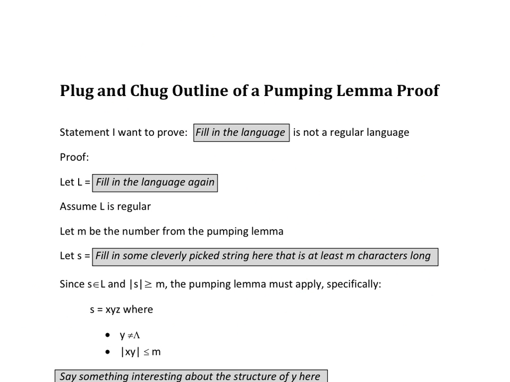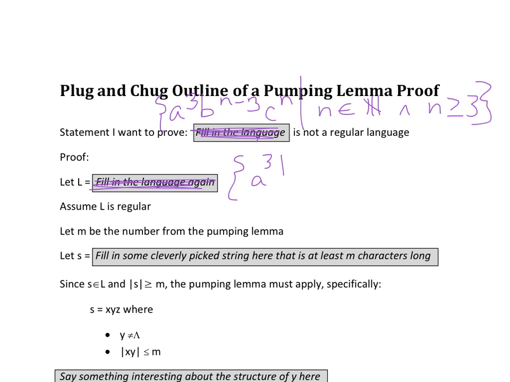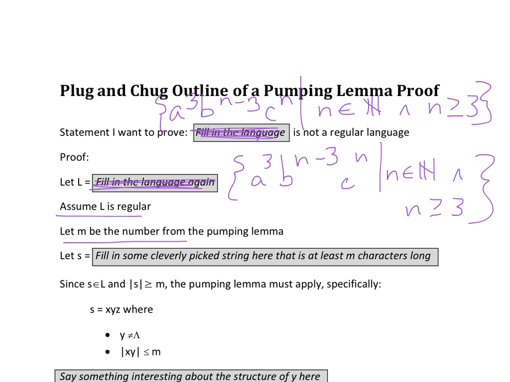Okay, here we go. Suppose I want to prove that a to the 3, b to the n minus 3, c to the n, such that n is an element of the naturals and n is greater than or equal to 3, is not a regular language. Proof. Let L equal the language a to the 3, b to the n minus 3, c to the n, such that n is a natural number and n is greater than or equal to 3. Assume L is regular. Let m be the number from the pumping lemma. Let S be a to the 3, b to the m minus 3, c to the m.